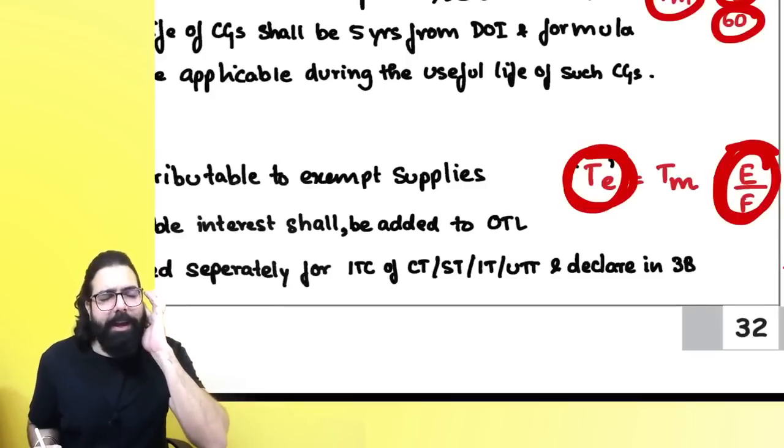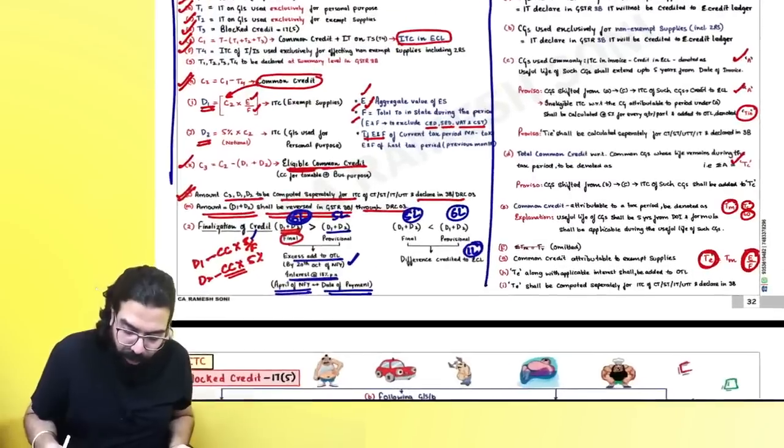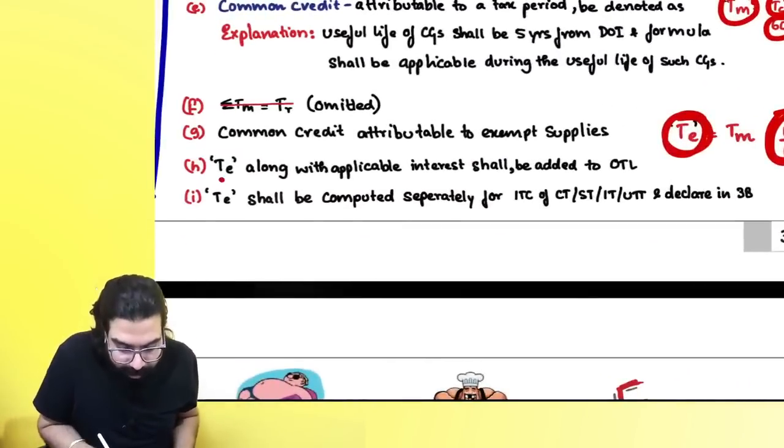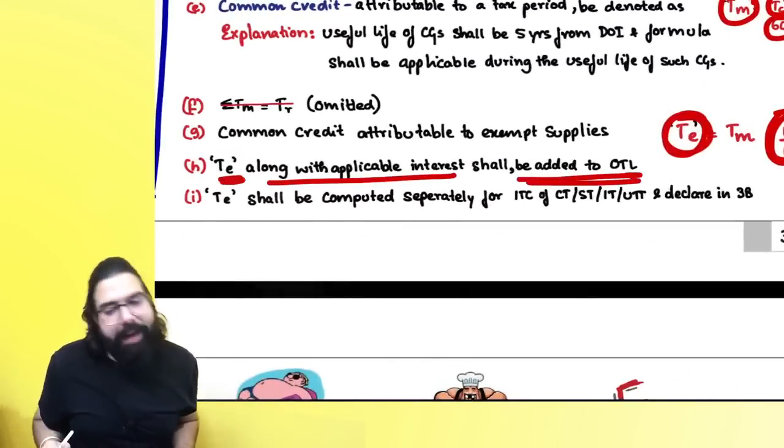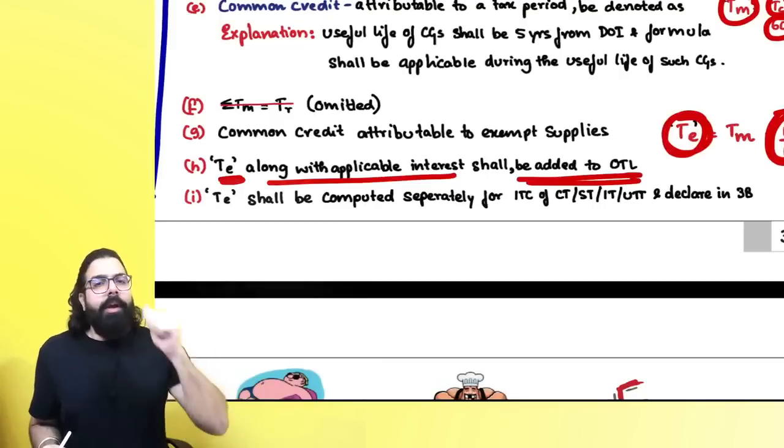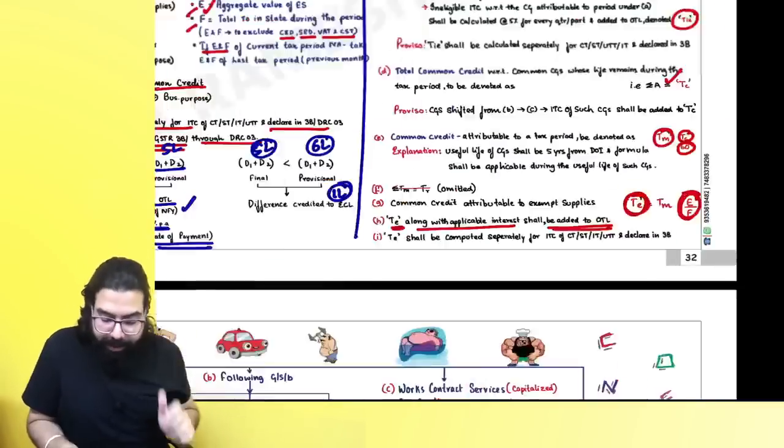E is your exempt supply, F is your total turnover. Remember one thing, TE will be added along with interest to your output tax liability. Is everyone 100% clear? Can we go ahead?